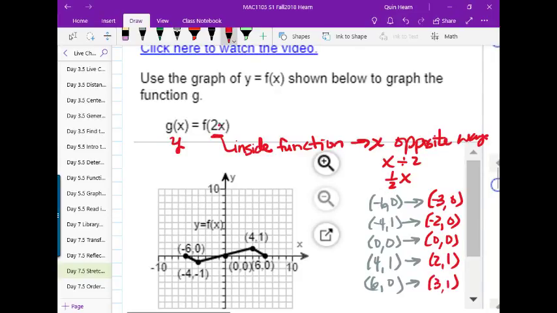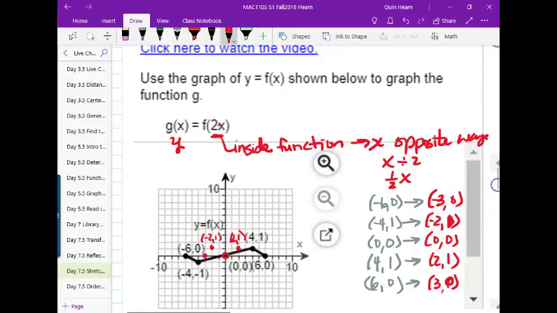So we're going to graph -3, 0, which would be here. We're going to graph that should have been a -2, 1, excuse me. -2, 1, which is here. We're going to keep 0, 0. And we're going to graph 2, 1. And we're going to graph 3, 0, that should have been.